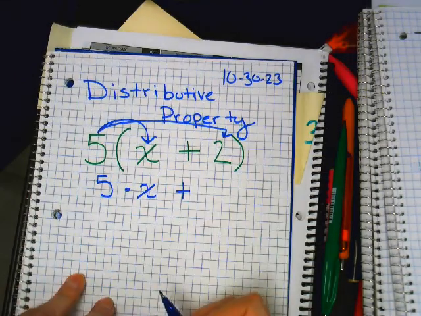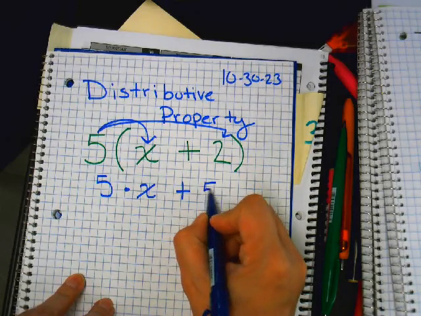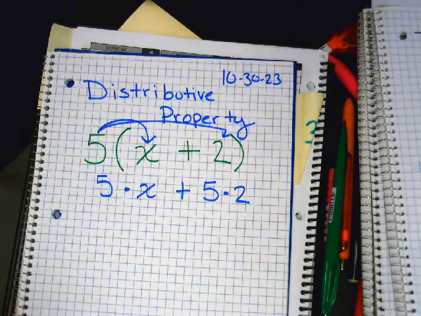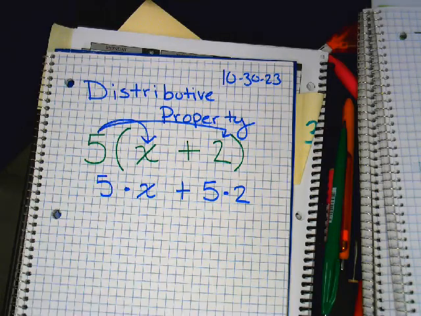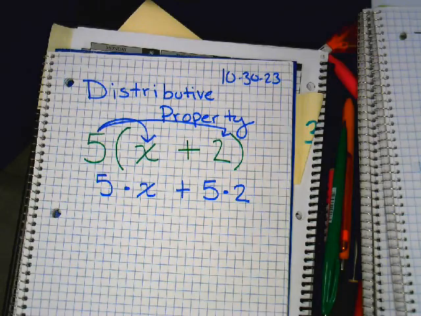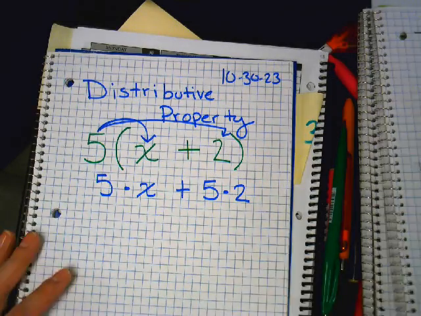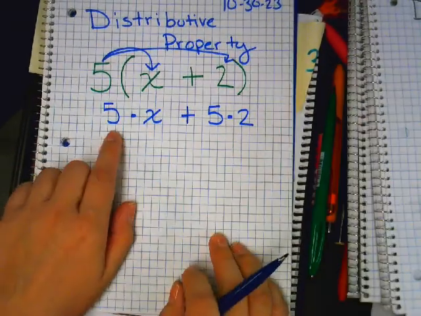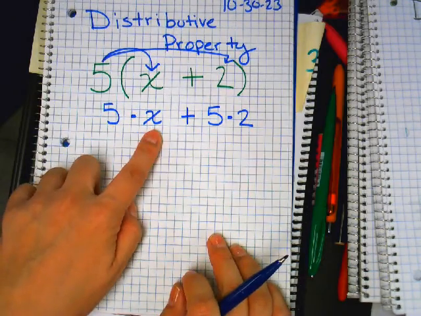Plus 5 times 2. So the 2 also gets candy. But kids always forget to give the 5 to the last number. Okay, so everybody gets candy. All right, so now we're going to multiply. Who knows what 5 times X is?